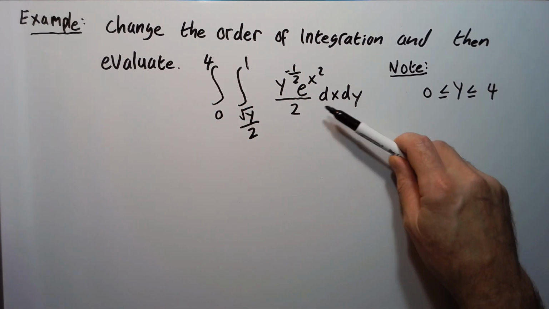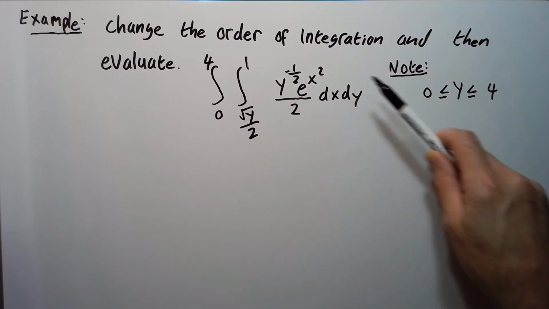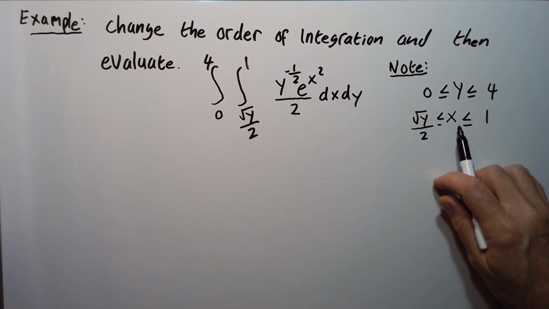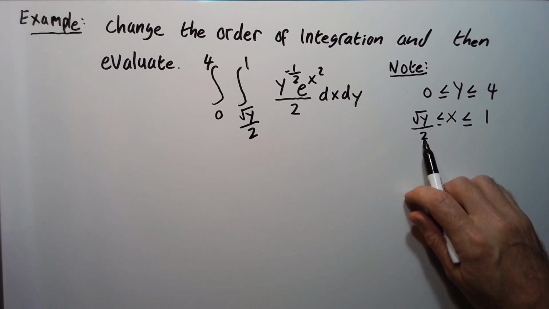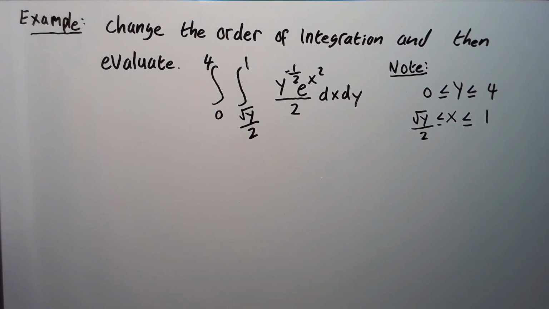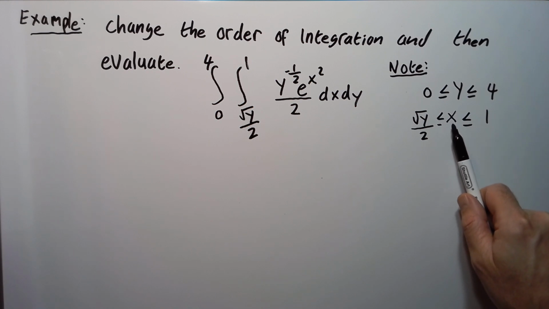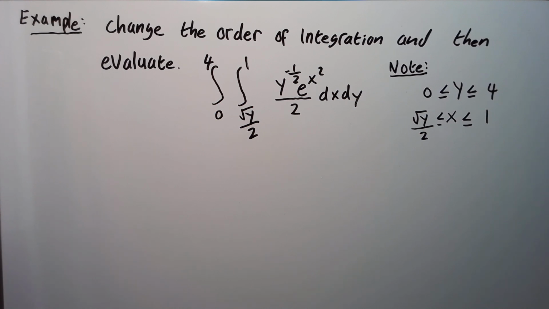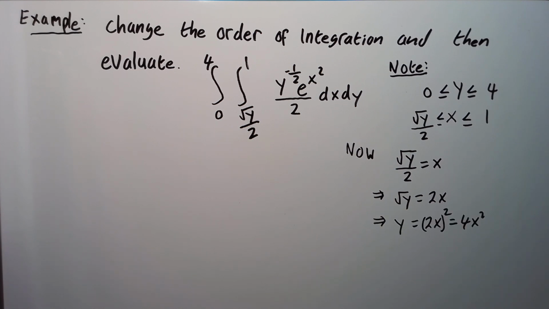So y is between 0 and 4. And the x then, it will be from this guy to that. So let me write it here. So now x is greater than or equal to square root of y over 2 and less than or equal to 1. Okay, so now let's set x equal to the square root of y over 2 and solve. So setting x equal to the square root of y over 2, let's multiply both sides by 2. So I get this, and then let's square both sides. So we get y equals 4x squared.